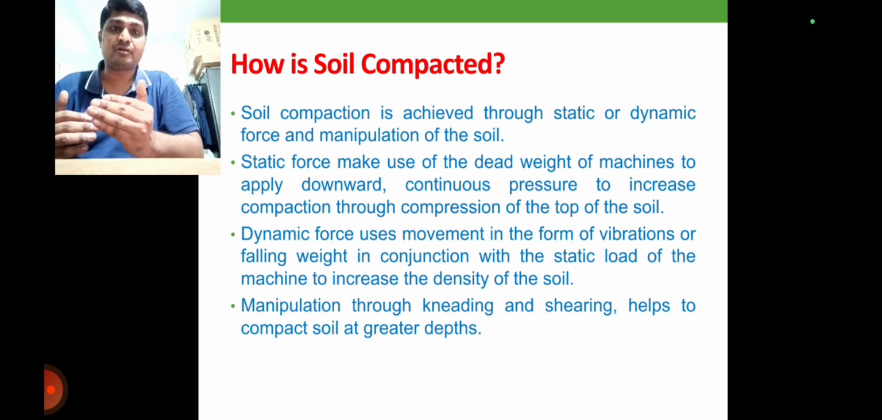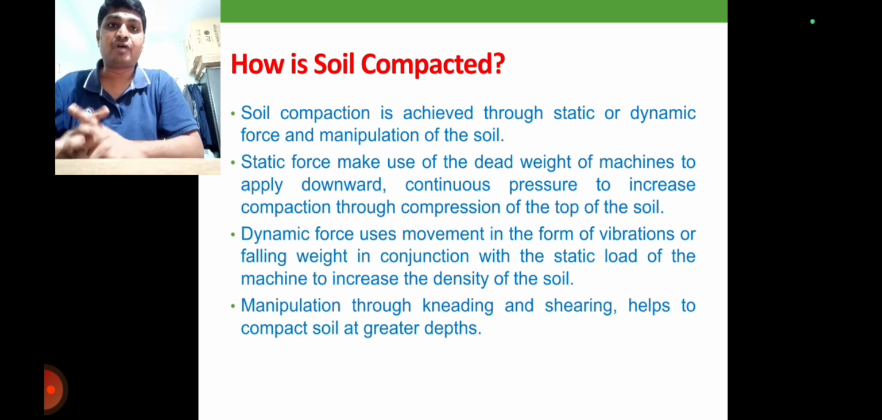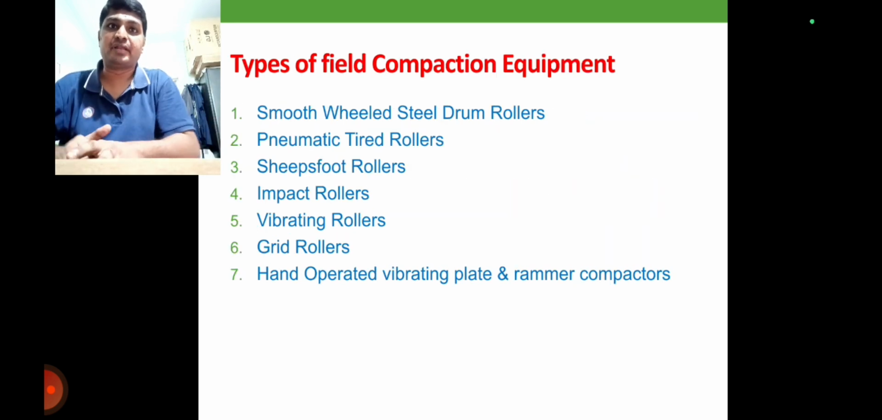This is a very important question: how will the soil be compacted? Soil compaction is achieved through static or dynamic force and manipulation of the soil. So two things happen: one is applying static or dynamic force, and the second is manipulating the soil. The original soil condition is collapsed or deformed and transformed into another form of soil condition.